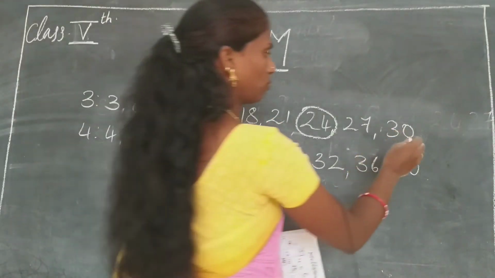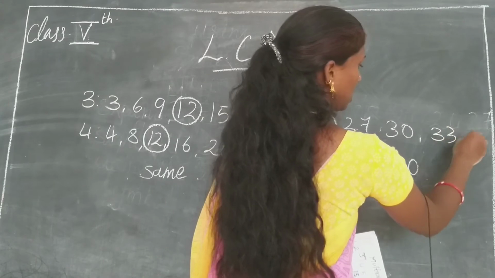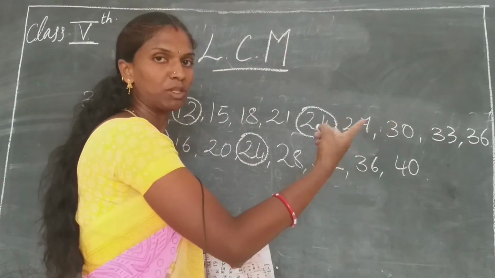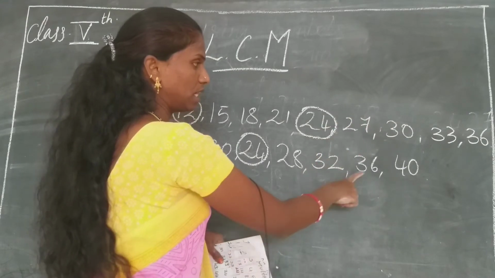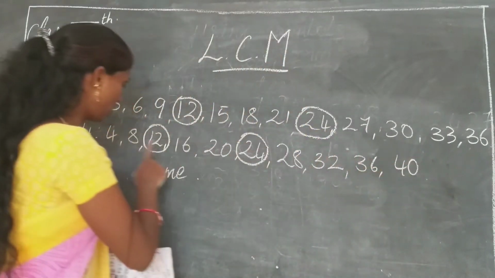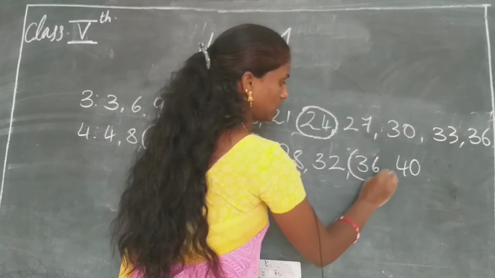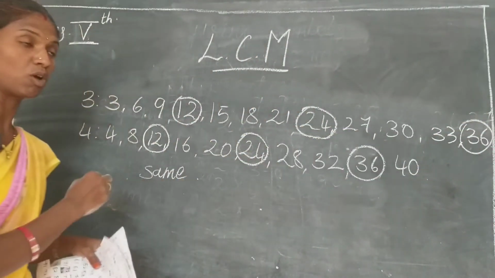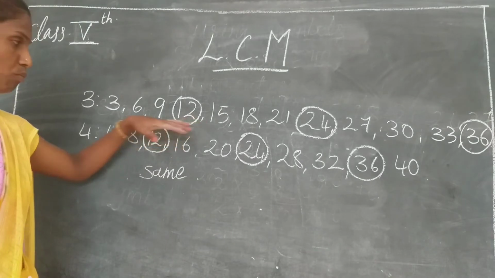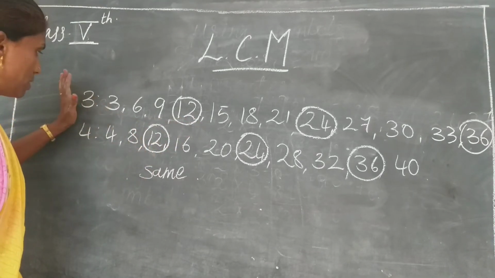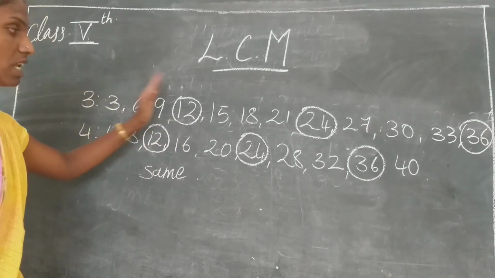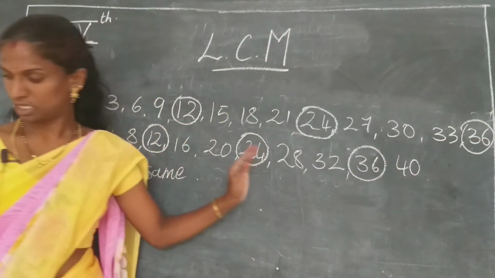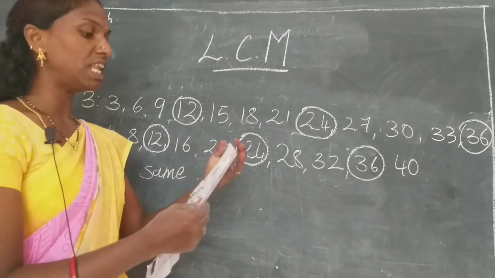Let us see some more numbers, like 36. In the multiples of 3, 33, then 36. If I extend the multiples of 3, you can get more multiples. Here 36 is there, and here also 36. What are these numbers? Why am I rounding these numbers? Because these are the common numbers in both 3 and 4. These are the common multiples.